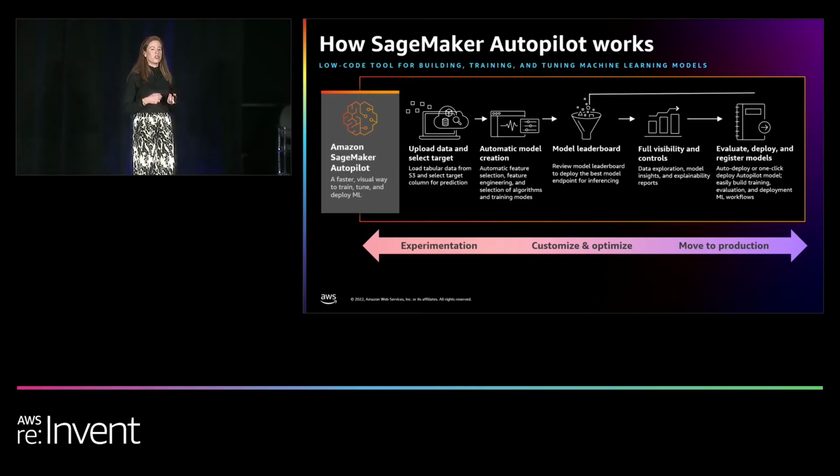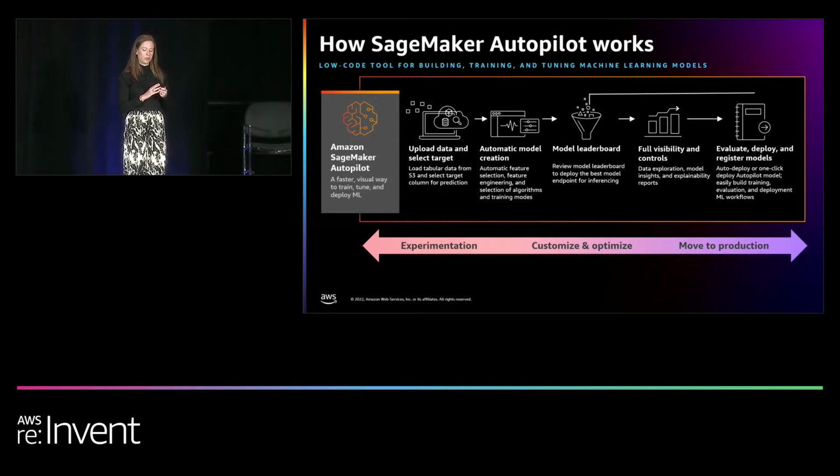As part of that model leaderboard, you have all of the model artifacts and assets so that you can explore and understand the model that Autopilot built for you. You can then deploy that model to a SageMaker endpoint or to any endpoint that you want.